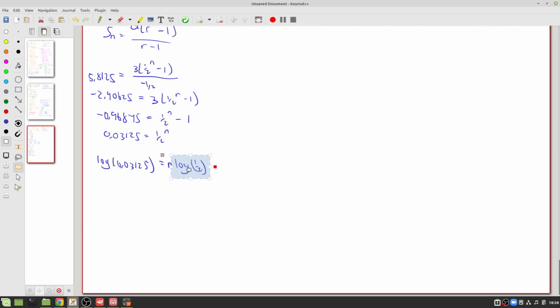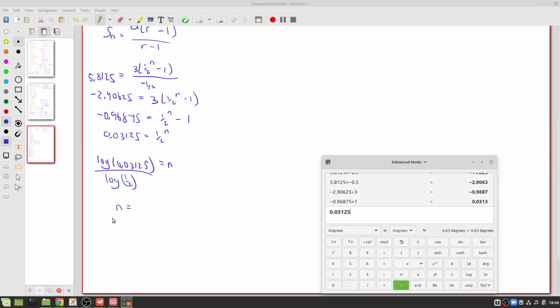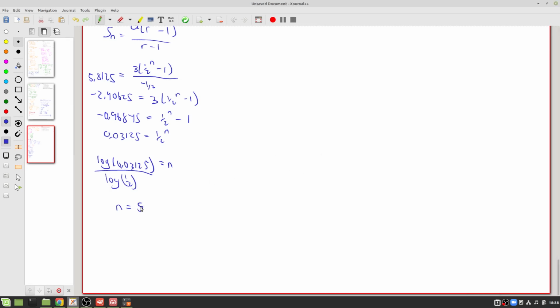Okay, so let's just do that. Take this and move it over. Divide both sides by that. Great, so now we can just type that in the calculator. So n equals, let's type this in. So we've got log of that divided by log of a half, 0.5. And we get 5. So n equals 5.